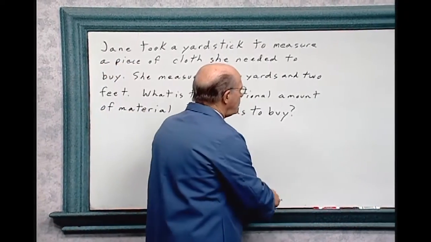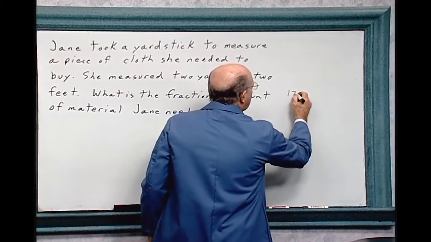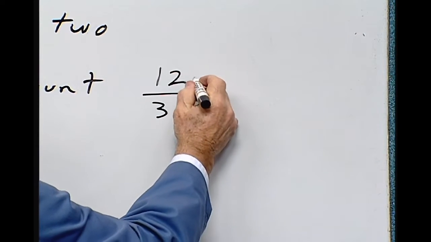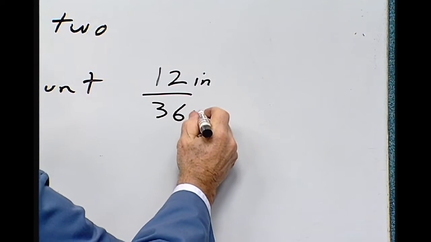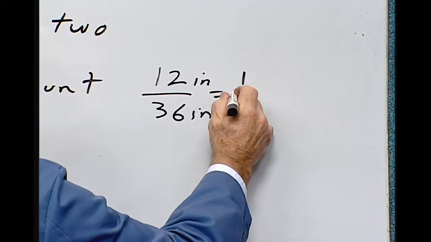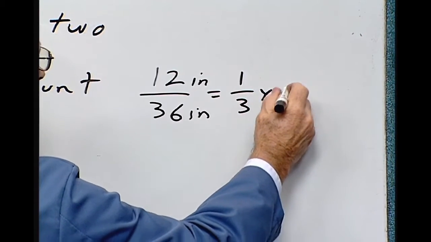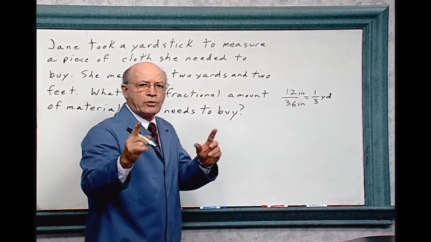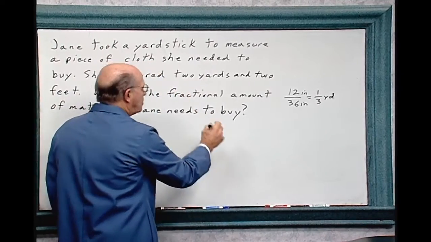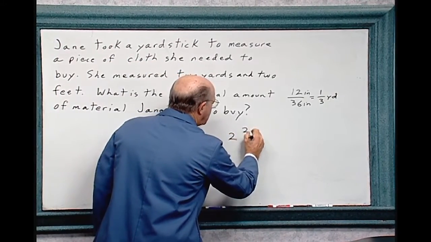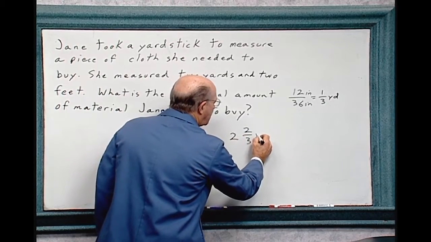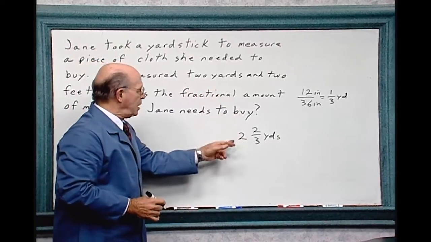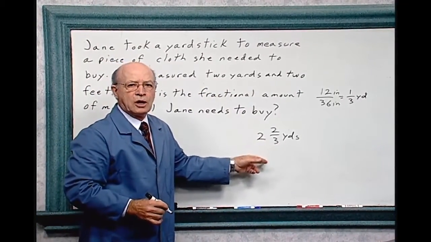Now, 12 inches over 36, this is 12 inches, and the yard is 36 inches, and that equals 1/3 of a yard. This is a yard here. So this actually, 12 inches equals 1/3 of a yard. So Jane then, she bought 2 yards and 2/3 of a yard of material. That's what she bought. And so 2 yards, 2 feet equals 2 2/3 yards.